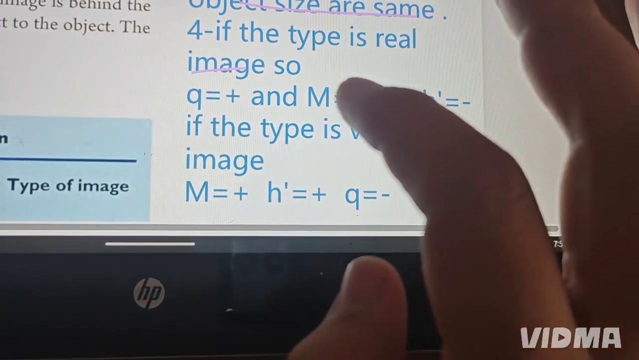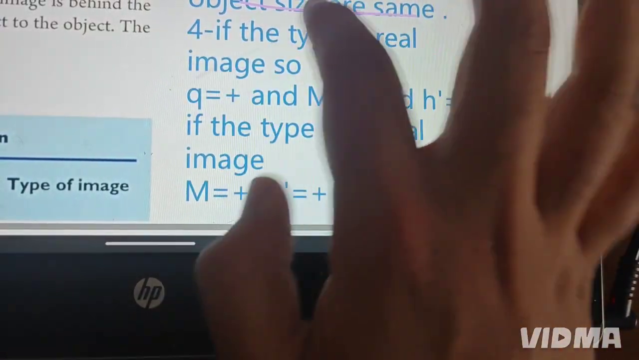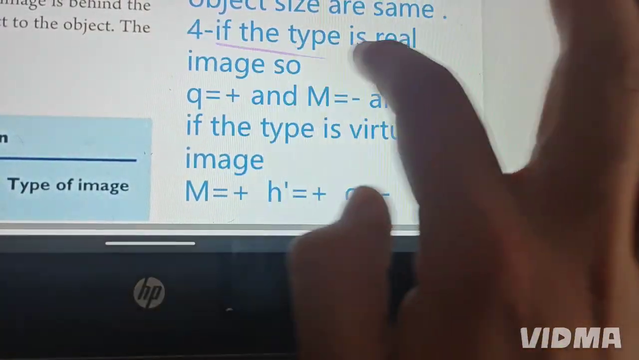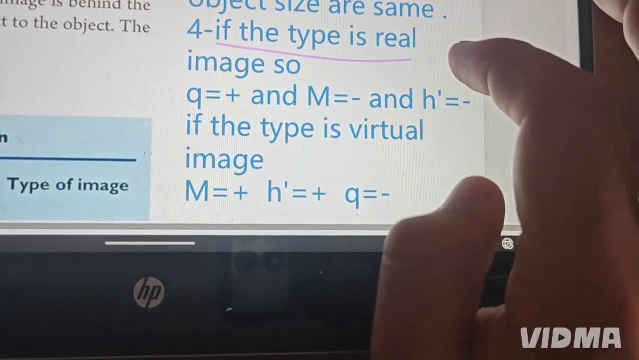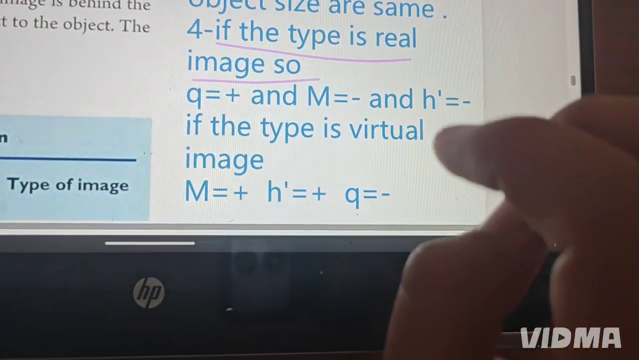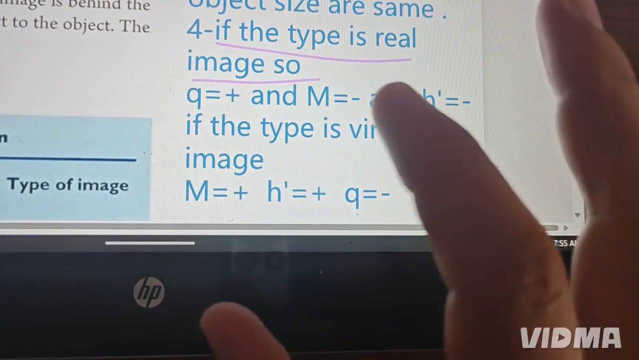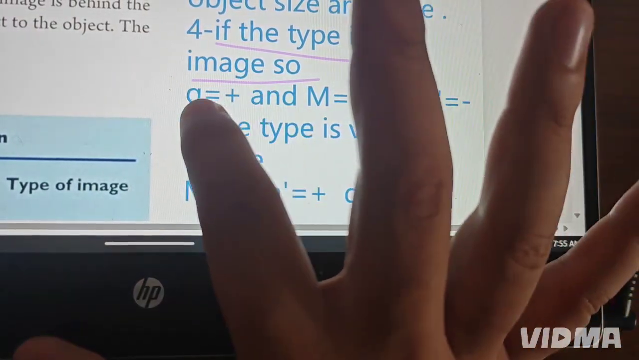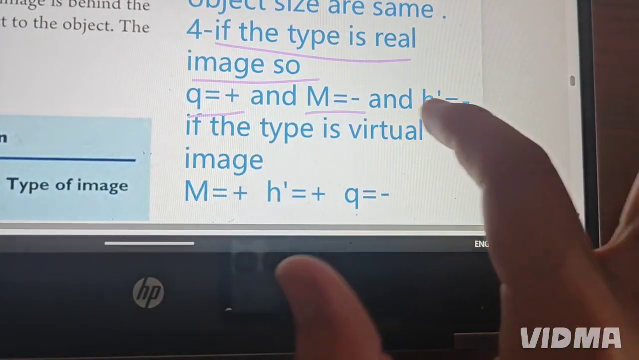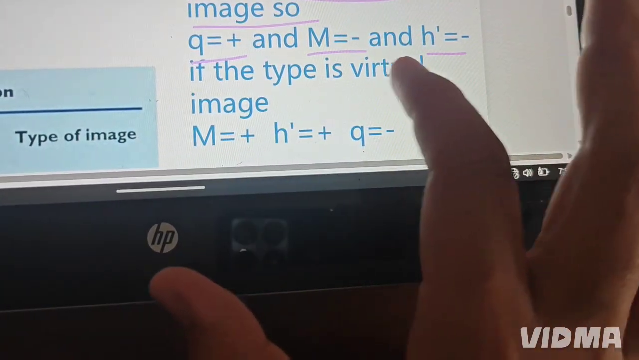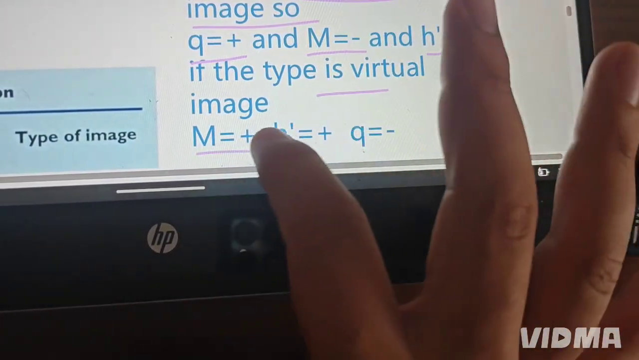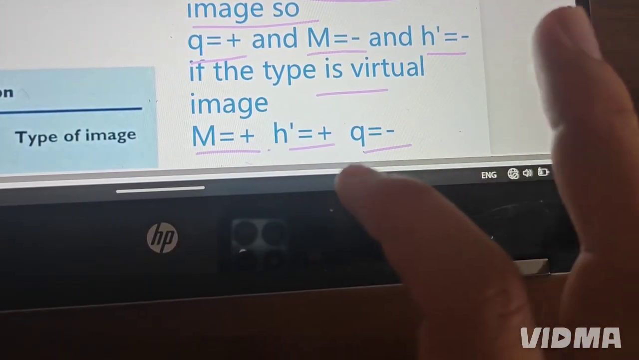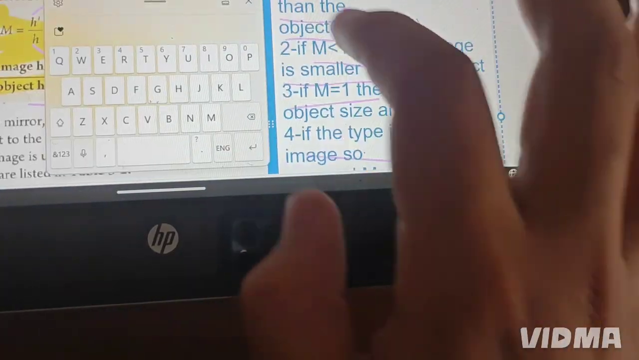If the type of the image is real, there are some important points students should know directly: Q positive, M negative, H dash negative. But if the type of the image is virtual, M positive, H dash positive, Q negative. In here it's all written.